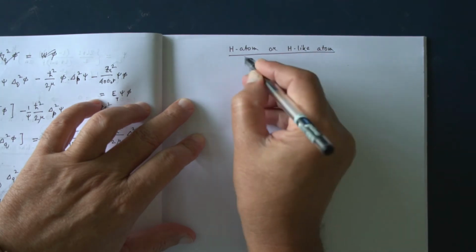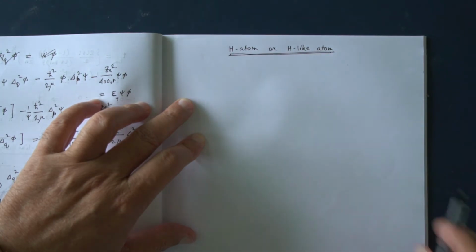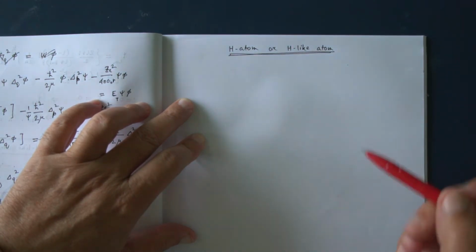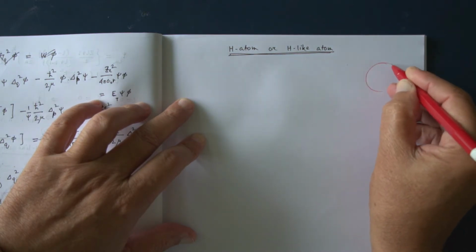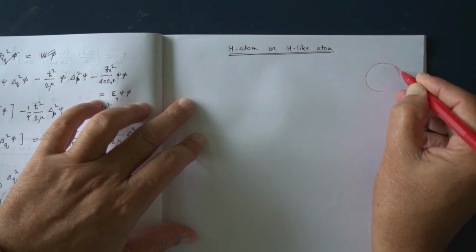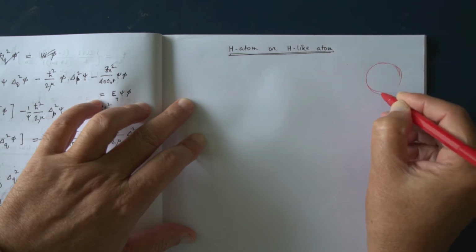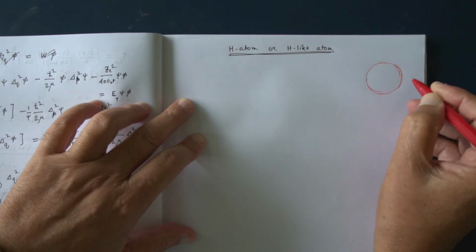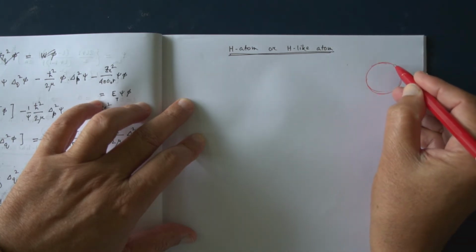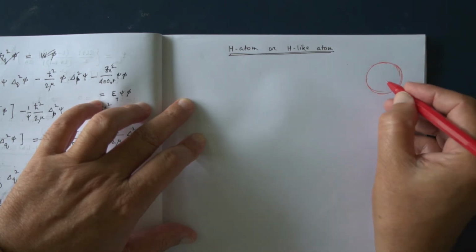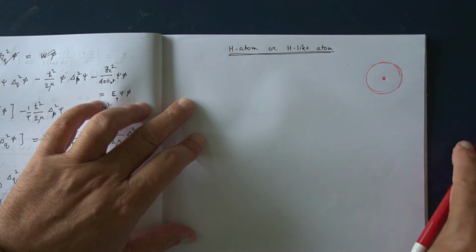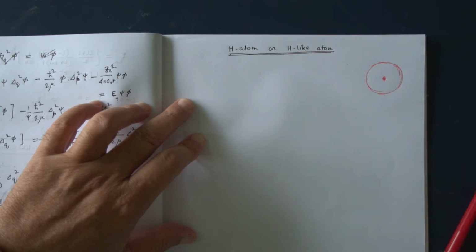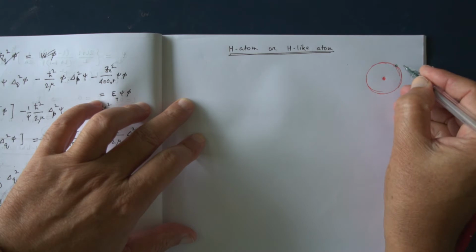We are going to discuss this. Okay, so let us see the system. Say this is the hydrogen-like atom, and this is the nucleus. And this is the electron.